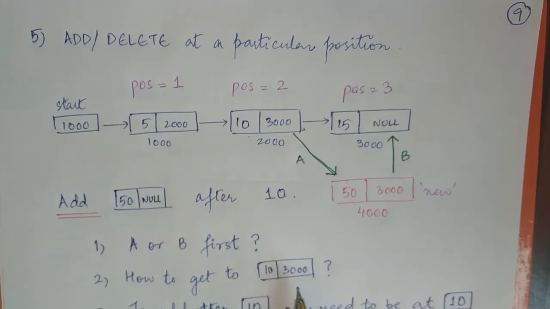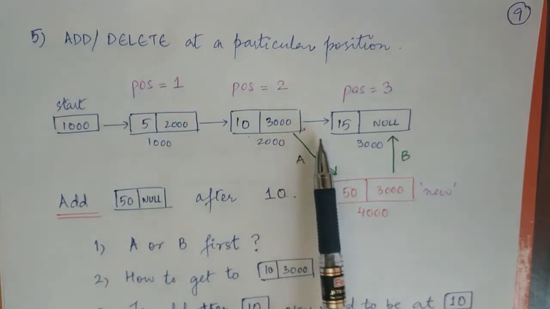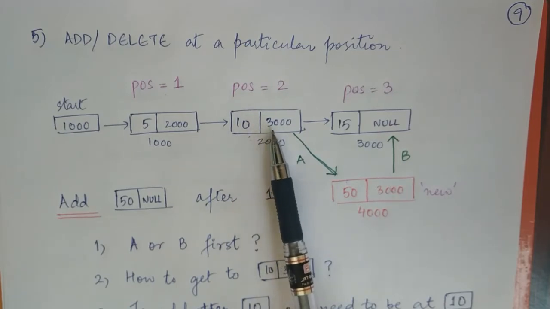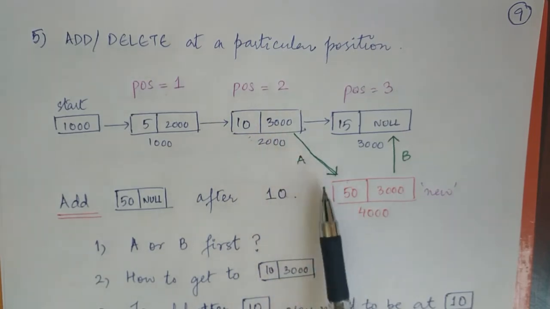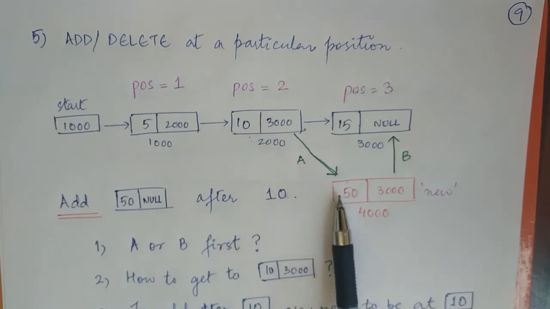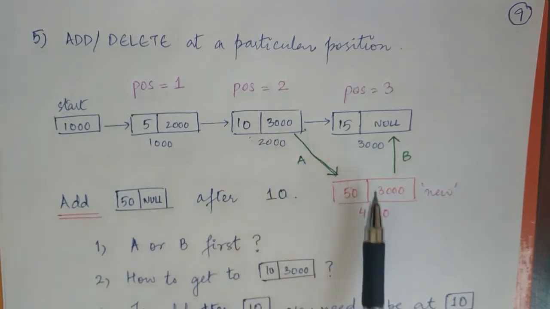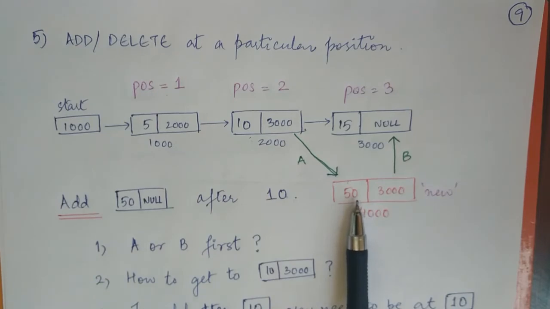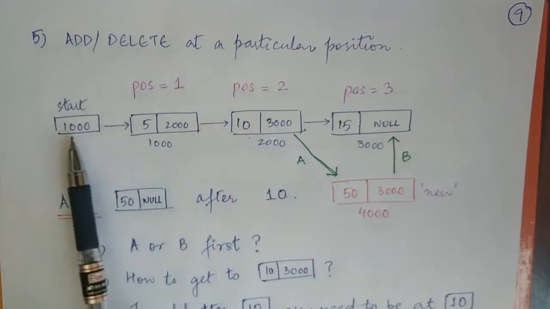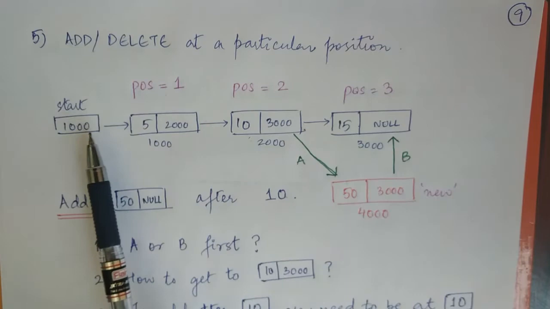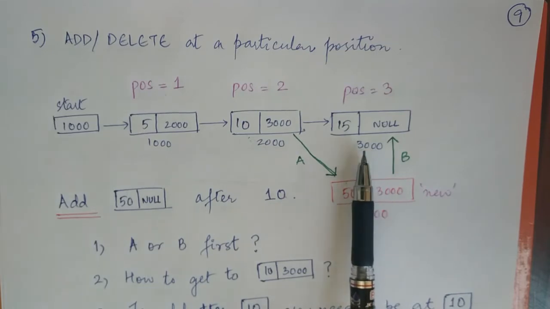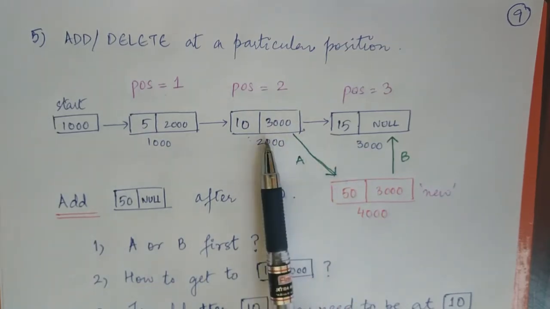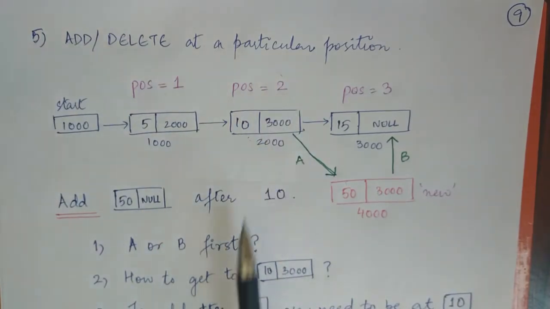So how to get to 10 and 3000? So to add something after 10 or at position 3, you have to be at position 2 to add something to position 3. Okay, so how do you go here? So till now we know how to traverse to the end of the list. We can use temp is not equal to null, temp next is not equal to null, and get this address. We also learned that we can also get this and this address together, but this time the condition is different. We need to have position into consideration.